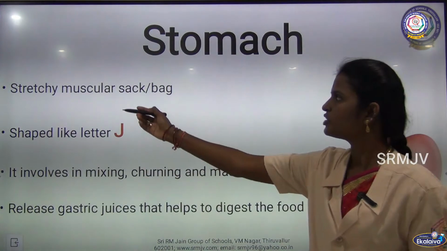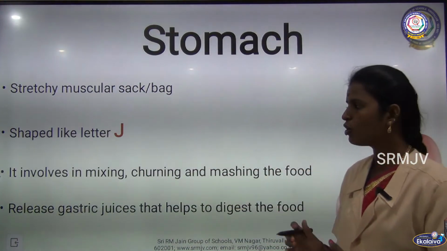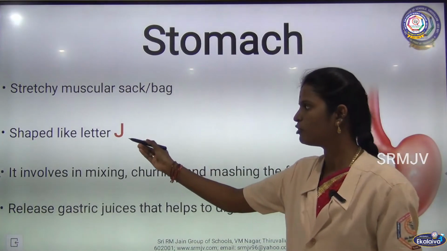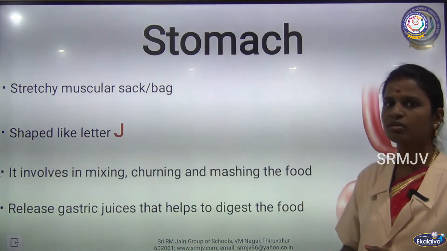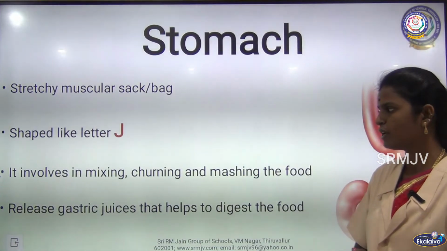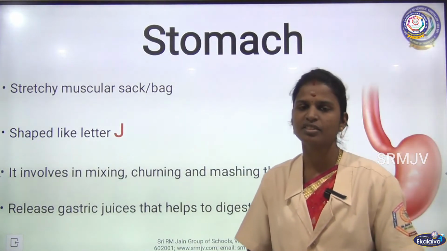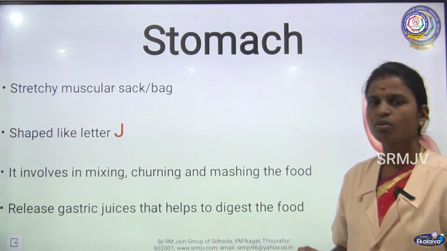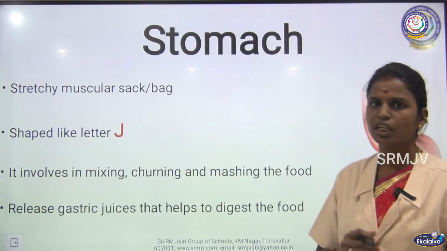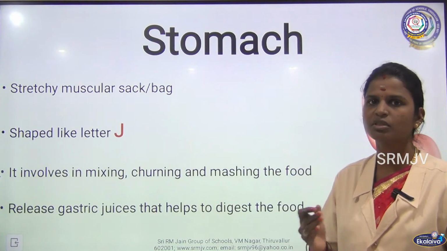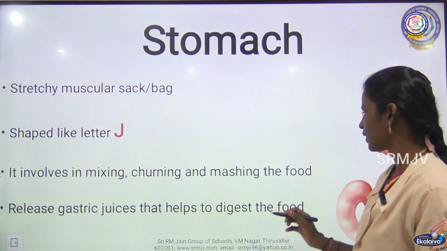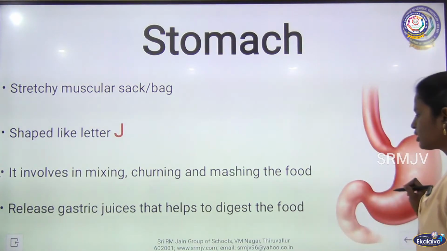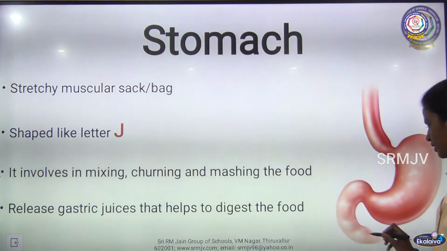So the stomach is a stretchy muscular bag-like organ, and its shape is like the letter J. It is involved in mixing, churning and mashing of food, and it releases some gastric juices and also hydrochloric acid which helps in killing germs, that is bacteria, present in our food item. Next, food from the stomach is pushed to the small intestine.